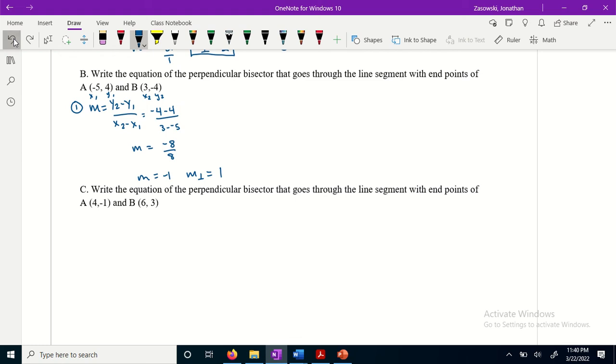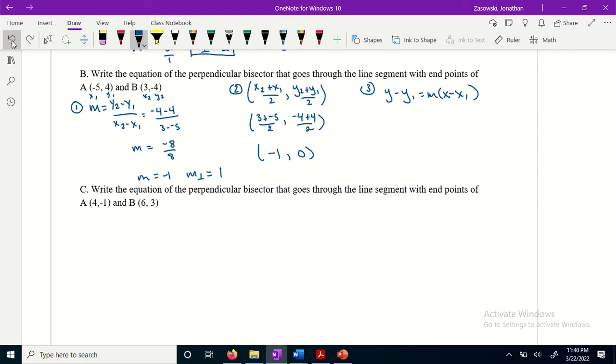Second thing we need is the midpoint. So remember, it's x2 plus x1, so that's 3 plus negative 5, and then y2 plus y1, which is going to be negative 4 plus 4, and we're going to end up getting negative 2 over 2, which is negative 1, and 0 over 2, which is 0.